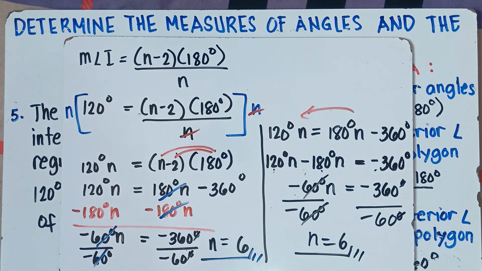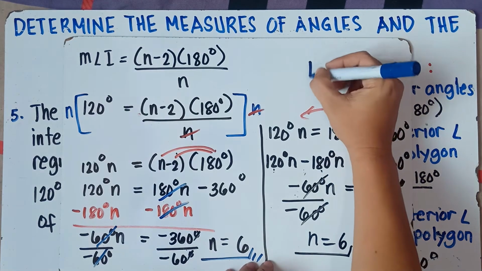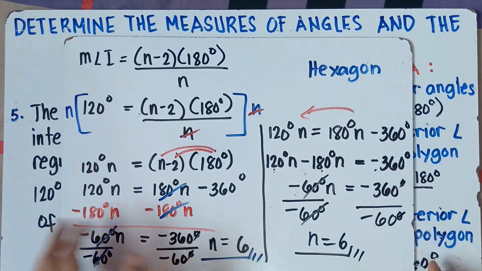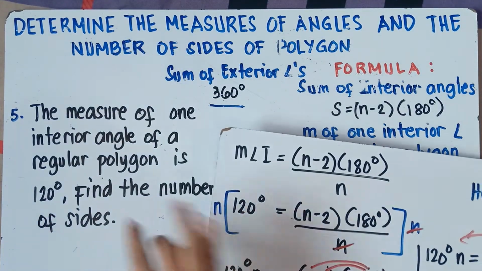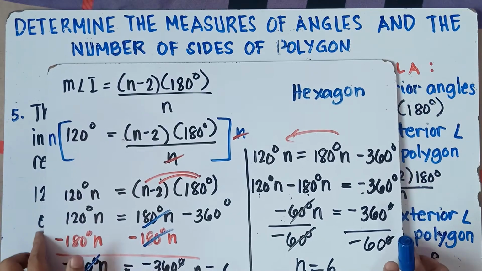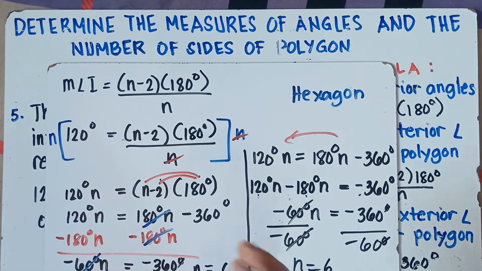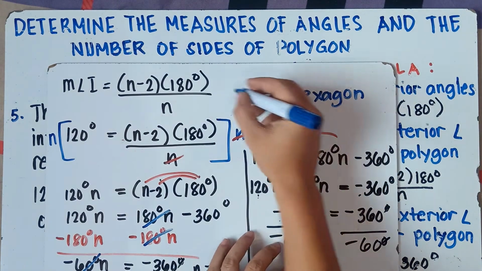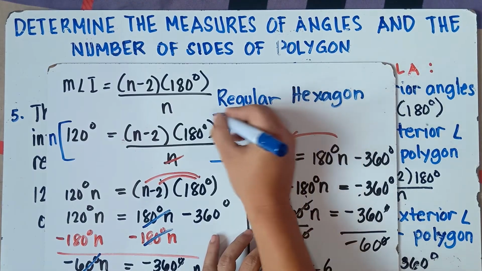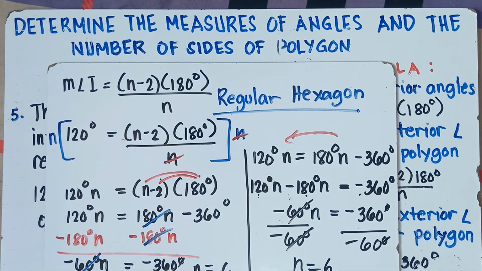Now, what type of polygon is this one, class? A polygon with 6 sides. What's the answer, class? That's correct. This is a hexagon. But since, once again, class, the interior angles are congruent because we have the measure of one interior angle of a regular polygon. This is a regular polygon, class, meaning all sides are equal and all interior angles are congruent. So therefore, this will be a regular hexagon. Alright, so 6 sides, this will be a regular hexagon.